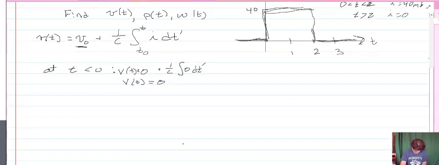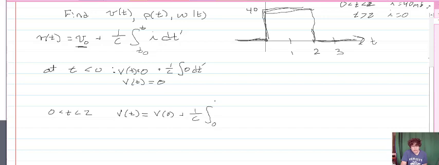Alright, so now let's look at t between 0 and 2. So I'm doing voltage first, and then we'll go through and do power and energy. So V of t will equal V of 0 plus 1 over c times the integral from 0 to t. Now we're putting t, not 2, because if we put 2, what we'd be finding is the voltage at time 2. We don't want the voltage at time 2, we want an expression for the voltage between times 0 and 2, so we want it for any time t.